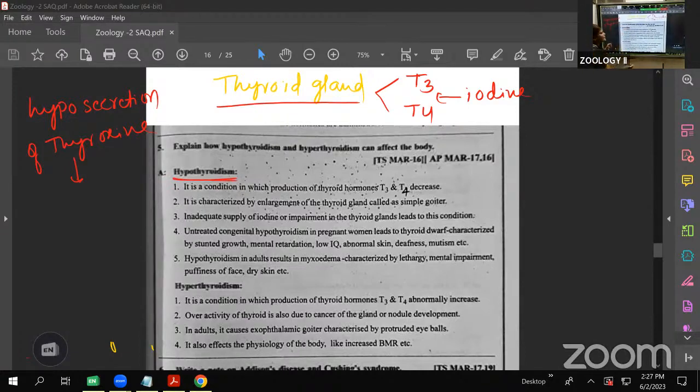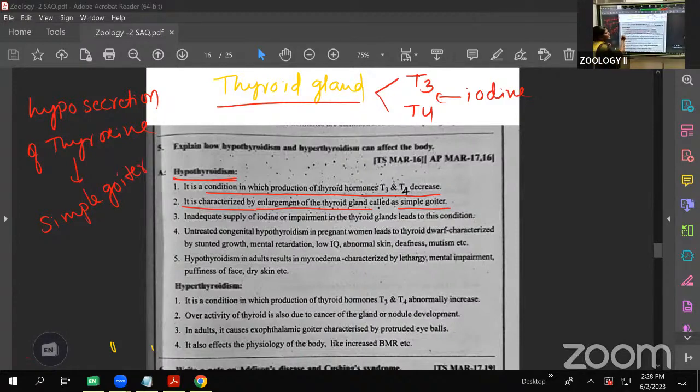Hypothyroidism is a condition in which the production of the thyroid hormones T3 and T4 is decreased. The main characteristic is enlargement of the thyroid gland. When T3 and T4 are not secreted properly, the thyroid gland undergoes enlargement. That condition is called simple goiter, where swelling occurs in the thyroid gland.